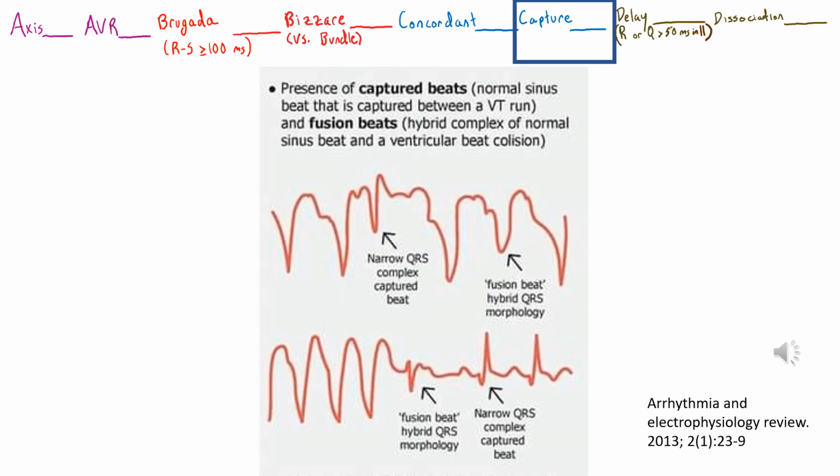Now for capture. Presence of capture or fusion beats is specific for VTAC. A capture beat is a narrow QRS sinus-appearing beat occurring amidst a run of VTAC beats. A fusion beat is a narrower beat than a VTAC beat, but wider than a sinus beat. Like some beats in AFib with WPW, it reflects both His-Purkinje and cell-to-cell activation, hence fusion.